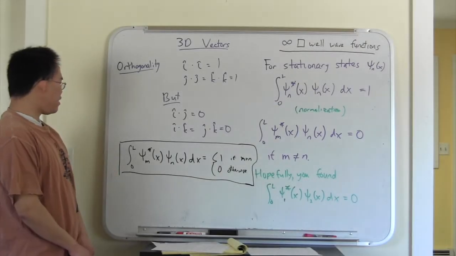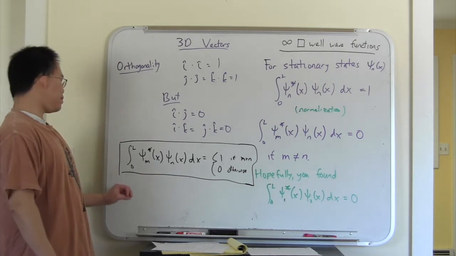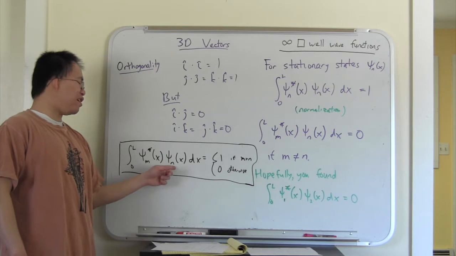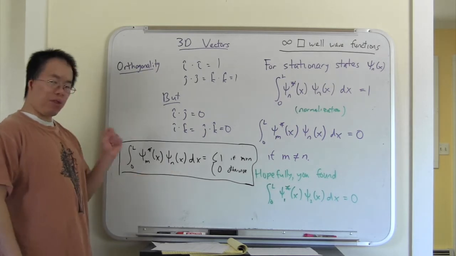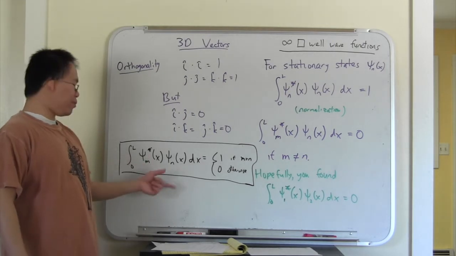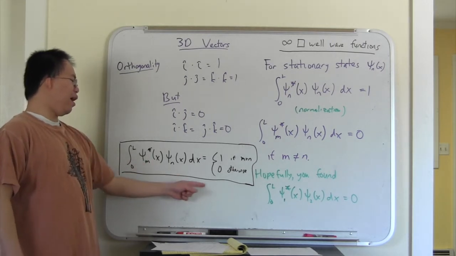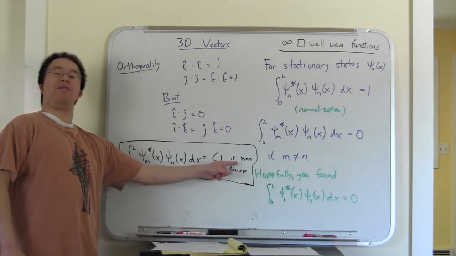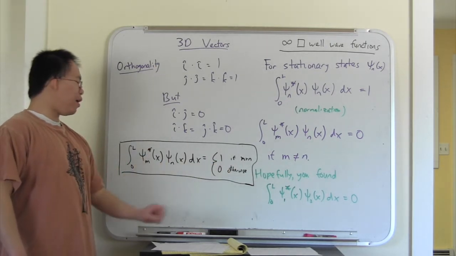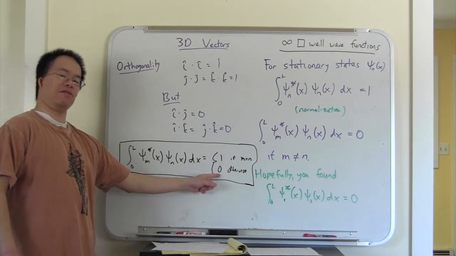So, to sum up orthogonality, we can say that stationary states psi sub m and psi sub n are orthogonal in the following way. If I calculate their inner product like this, I get 1 if m equals n, so if I have the same stationary state, otherwise I get 0.